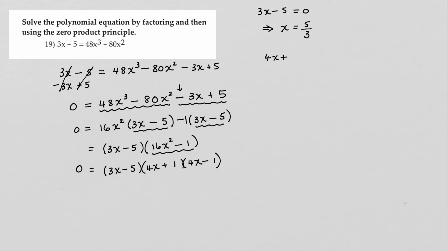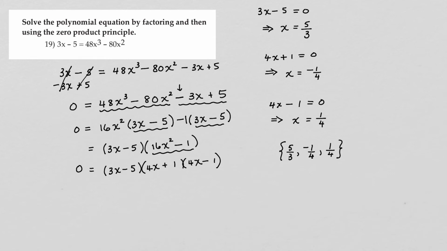I take 4x plus 1, set that equal to 0, and this is going to give me a solution of x equals -1/4. And finally, if I set 4x minus 1 equal to 0, and I solve for x, it is going to equal 1 over 4. So my solution set is 5 over 3, -1/4, and +1/4. And that's my solution to that problem.